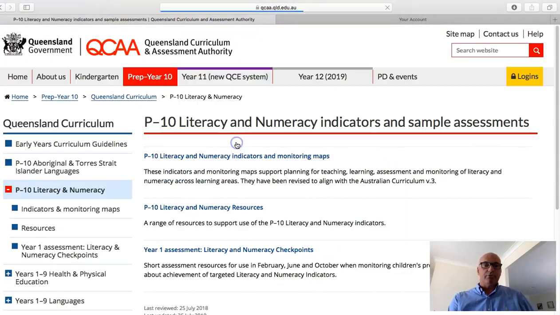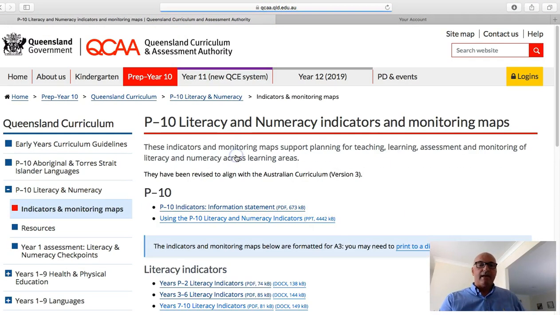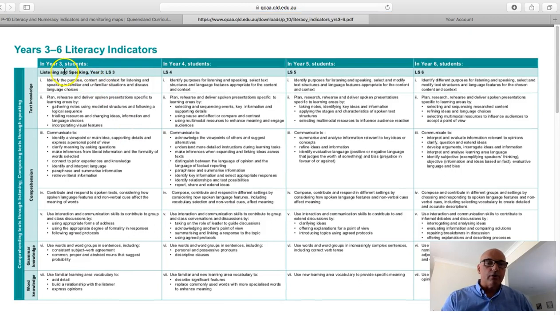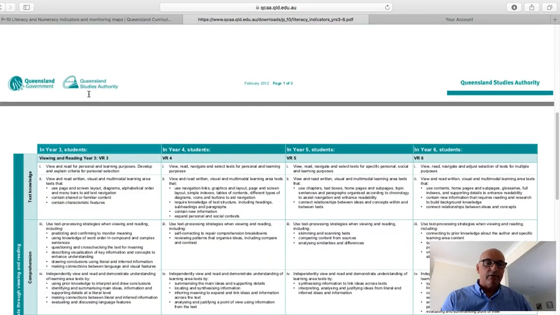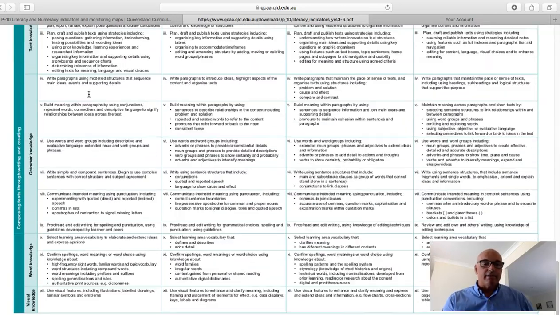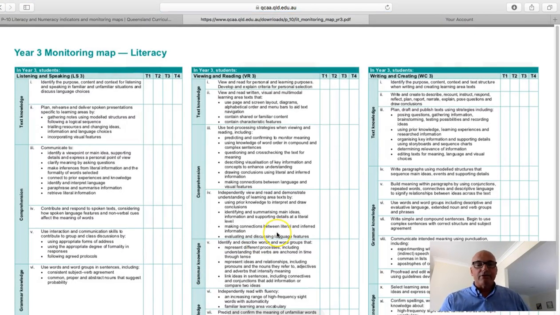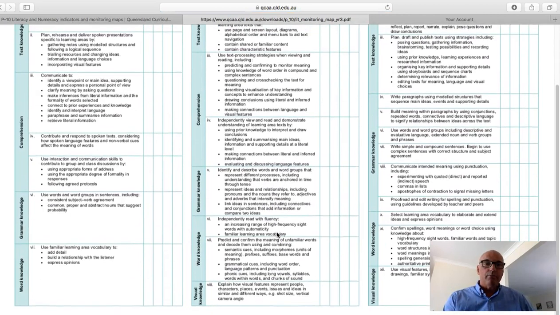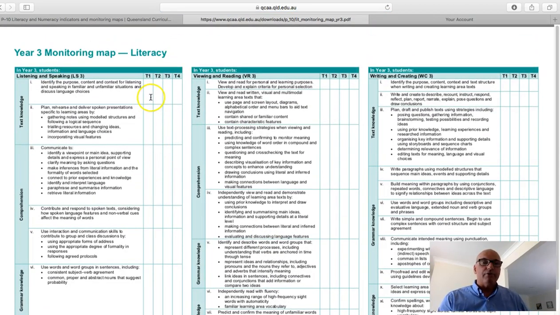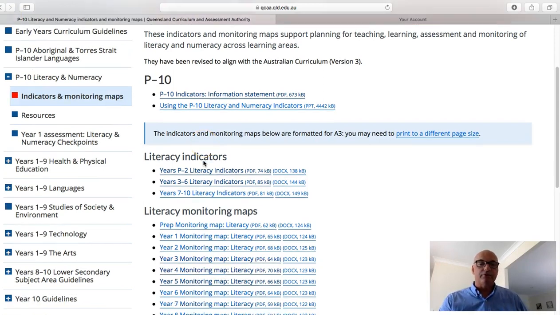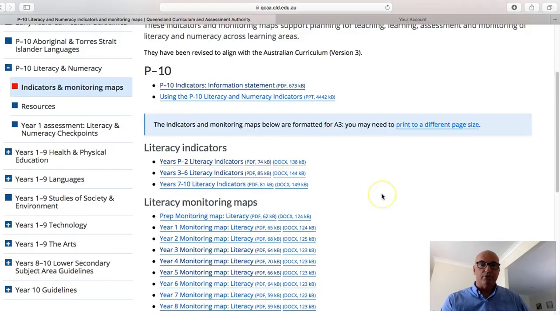Let's take a look at the literacy and numeracy, and for this we have the indicators and monitoring map. So the literacy indicators are information which shows from Year 3, Year 4, Year 5, Year 6 in this case, and it looks at listening and speaking, viewing and reading, and writing and creating. There is also a monitoring map, and that allows teachers to use that same information, but in planning their year. So we have term 1, term 2, term 3, and term 4 to ensure that teachers cover all of those indicators. Now, those indicators are for literacy. We have exactly the same setup for numeracy as well.